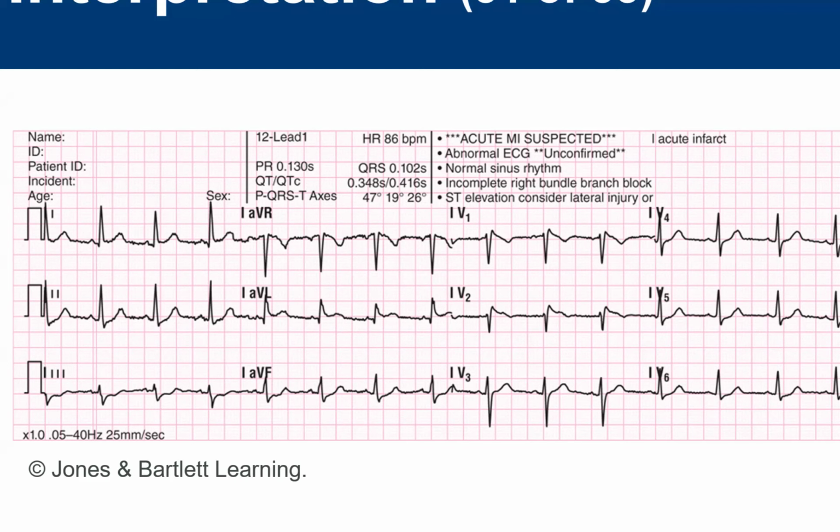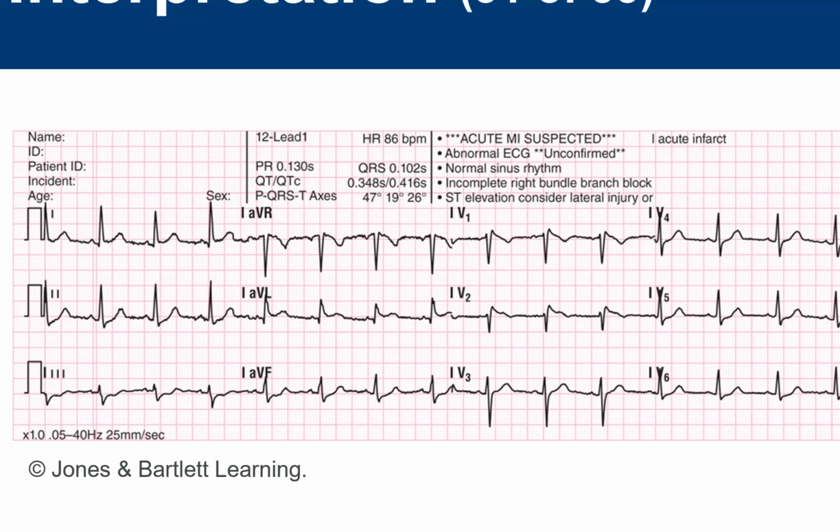We've got to look at rate. It tells us their heart rate's 86. You guys see that right there? Heart rate says 86. Double checking: that's 300, 150, 100. Yeah, it's like 86. Sounds good. Okay. So we're in normal sinus rhythm.